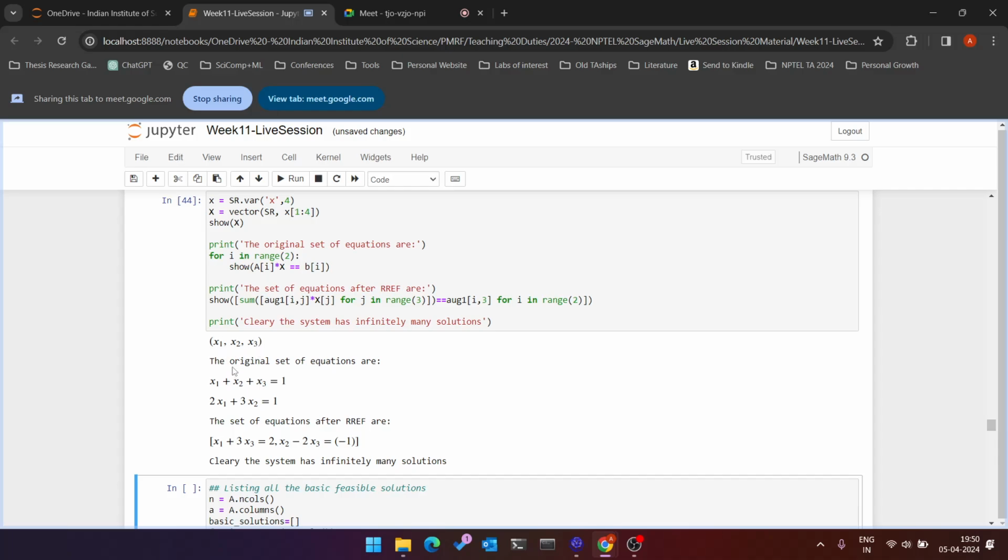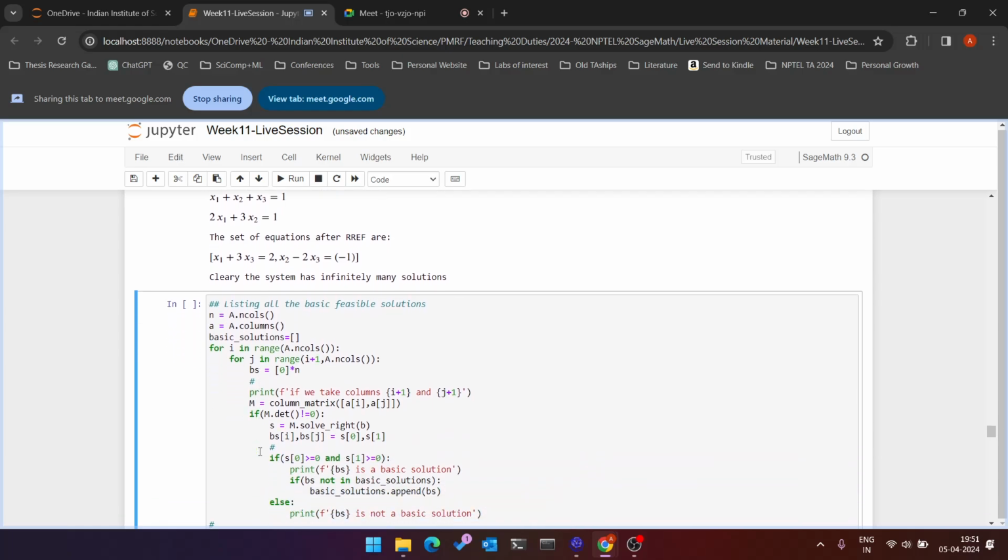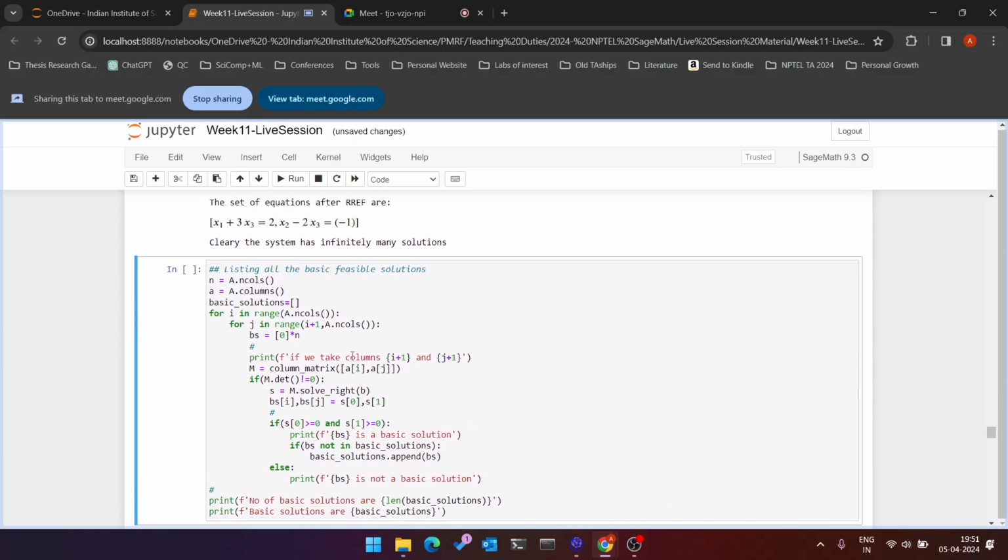So x1, x2, x3, original set of equations are, as I mentioned, x1 plus x2 plus x3 equaling 1 and 2x1 plus 3x2 equaling 1, and the set of equations of the row reduced echelon form, x1 plus 3x3 equaling 2, and x2 minus 2x3 equaling minus 1. So clearly, this system has infinitely many solutions. Three unknowns, two equations. To list all the basic feasible solutions, we'll be going through the same process we have seen in class.